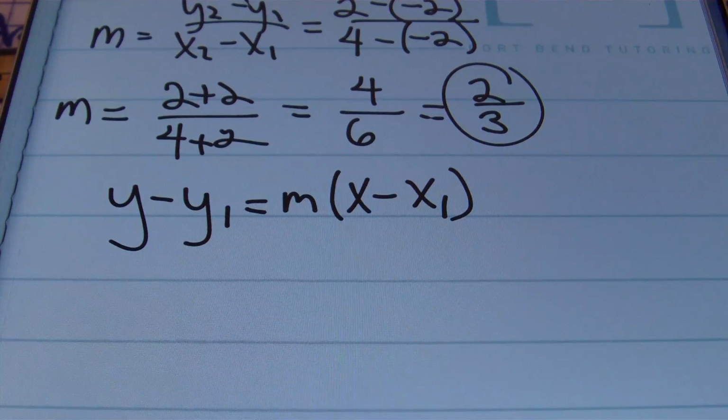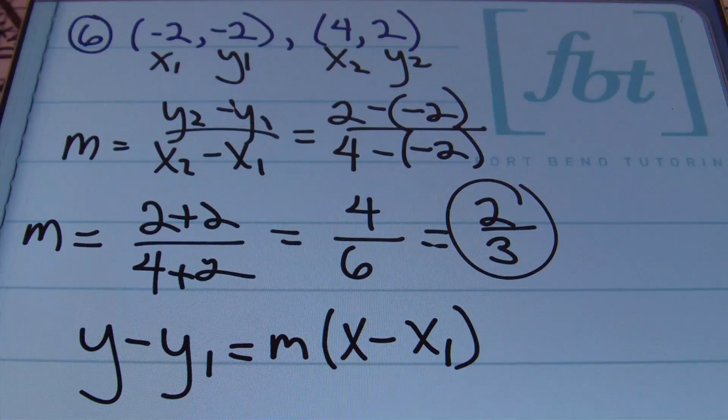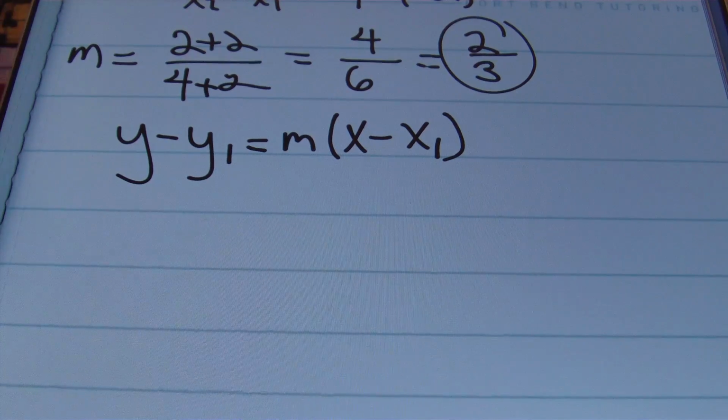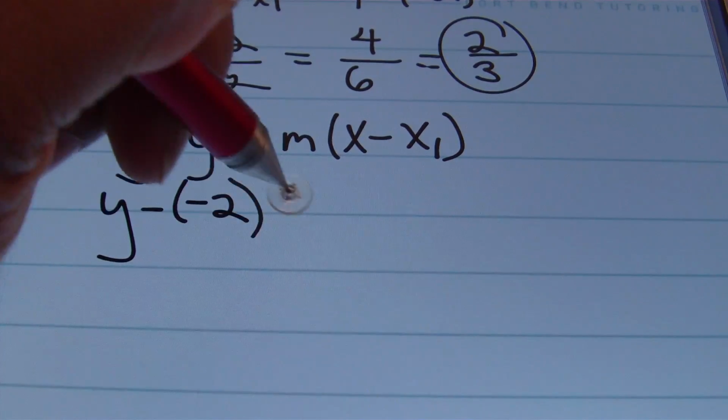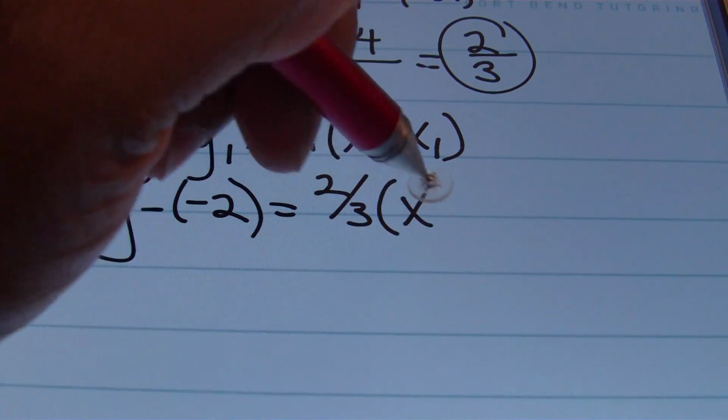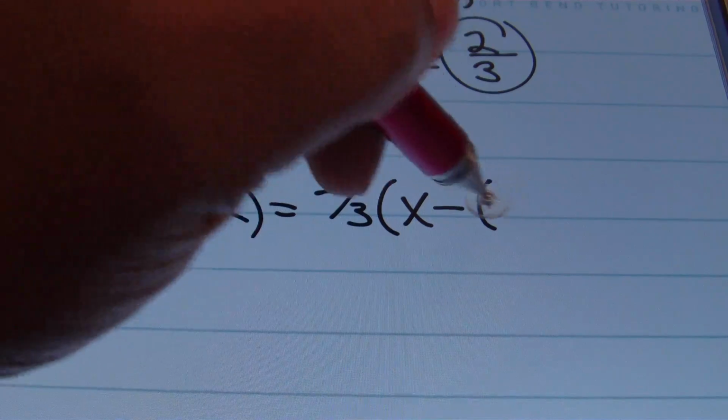Okay, so let's plug in our value of x1, y1, as well as the slope m into the point slope formula. So this gives me now y minus my y1 value, which is negative 2, which equals my slope, which is 2/3, times x minus my x1 value, which is negative 2.